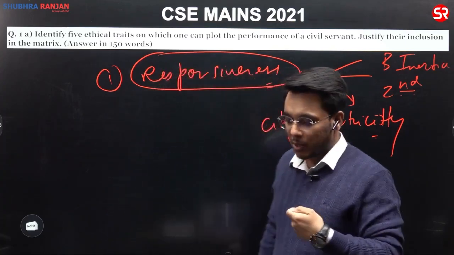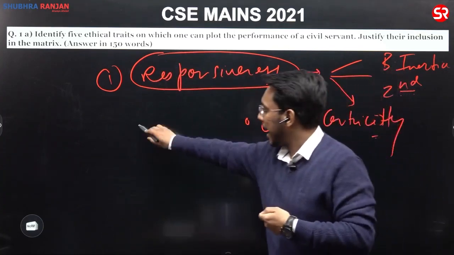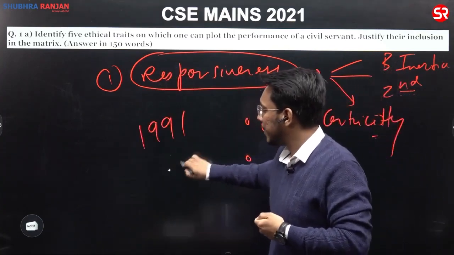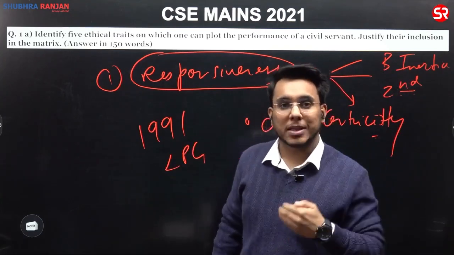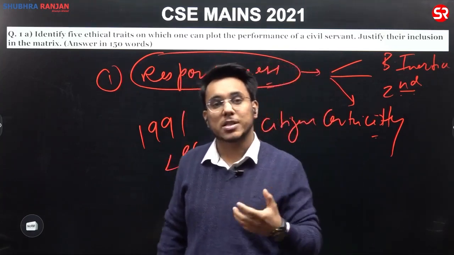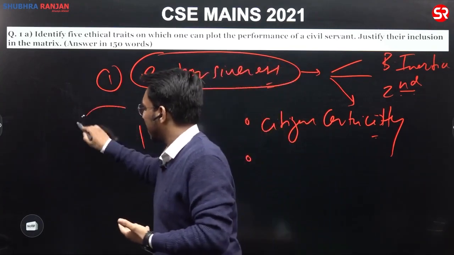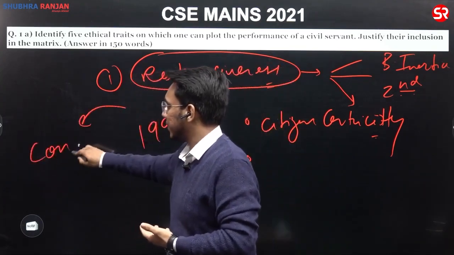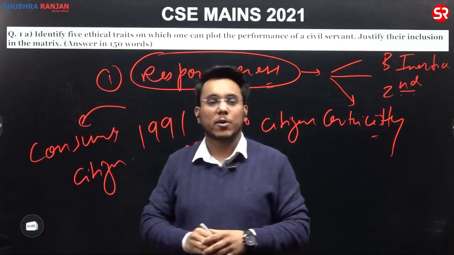Thirdly, we find this particular thing. After the 1991 LPG reforms, there is a new notion in the concept of citizenship that has come. Today, the citizens are not just a political entity. Today, the citizens are the consumer citizens. Now, what is this idea of consumer citizens?